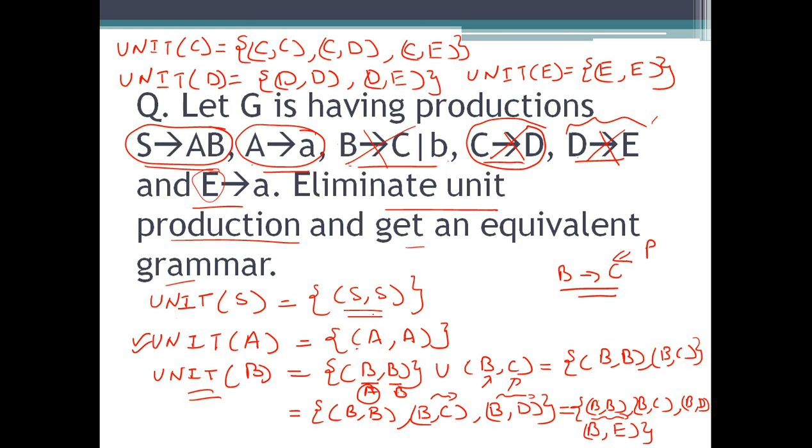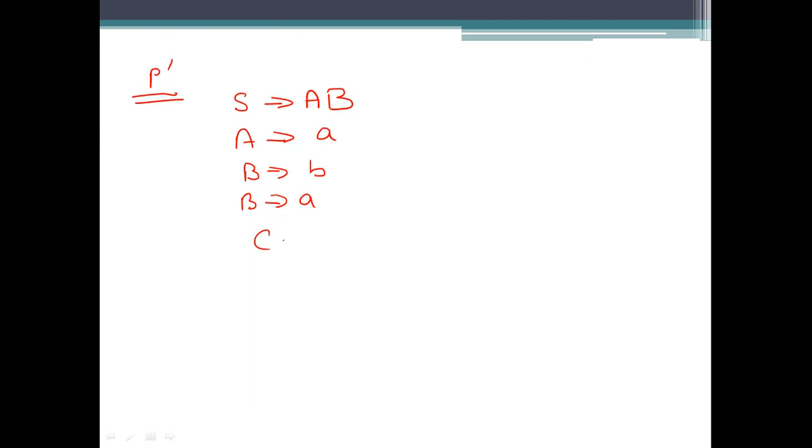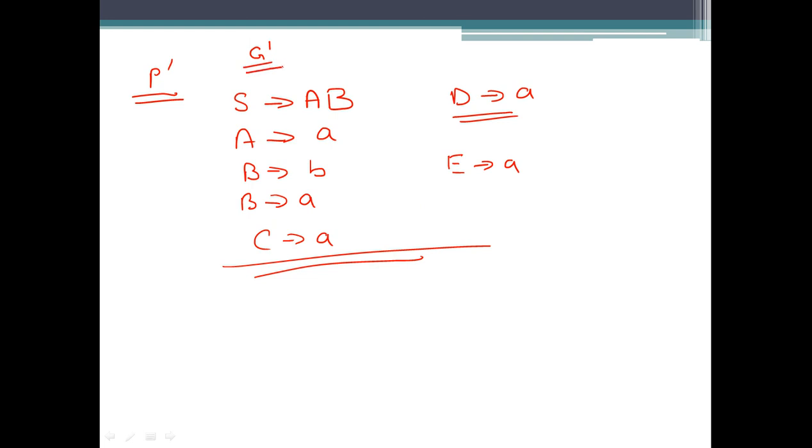In a similar way, what do we do for C? C, C, no non-unit production. C, D, no non-unit production. C, E, but E is deriving A, so we are going to write C is rewritten as A. In a similar manner, D is going to produce A. And the last production is E is rewritten as A. So in this manner, we have removed the unit productions and found the equivalent grammar G prime.